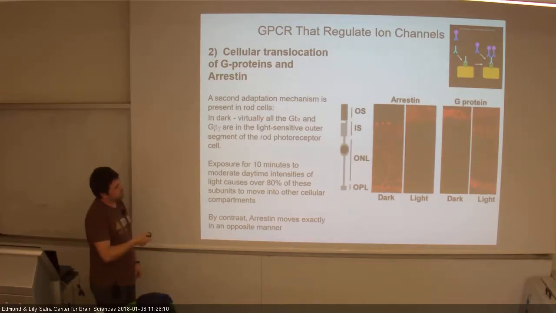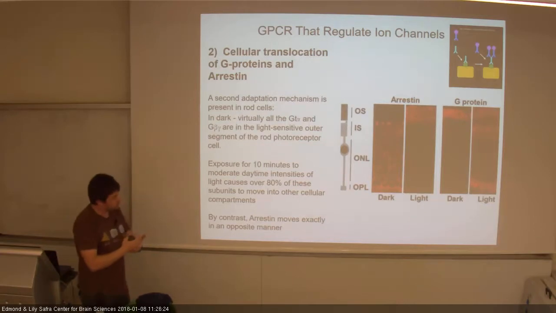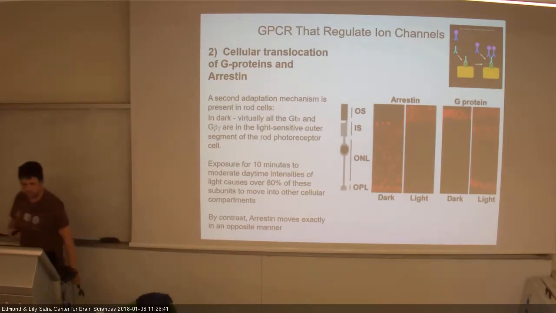And in light conditions, the arrestin completely reverses: it migrates to the outer segment of the cell, and because of the high concentration of arrestin, any phosphorylated protein will be rapidly targeted by the arrestin and completely blocked. And the G protein diffuses along the entire compartment of the cell, and is at a relatively lower concentration in the outer segment. Okay? Questions? No.